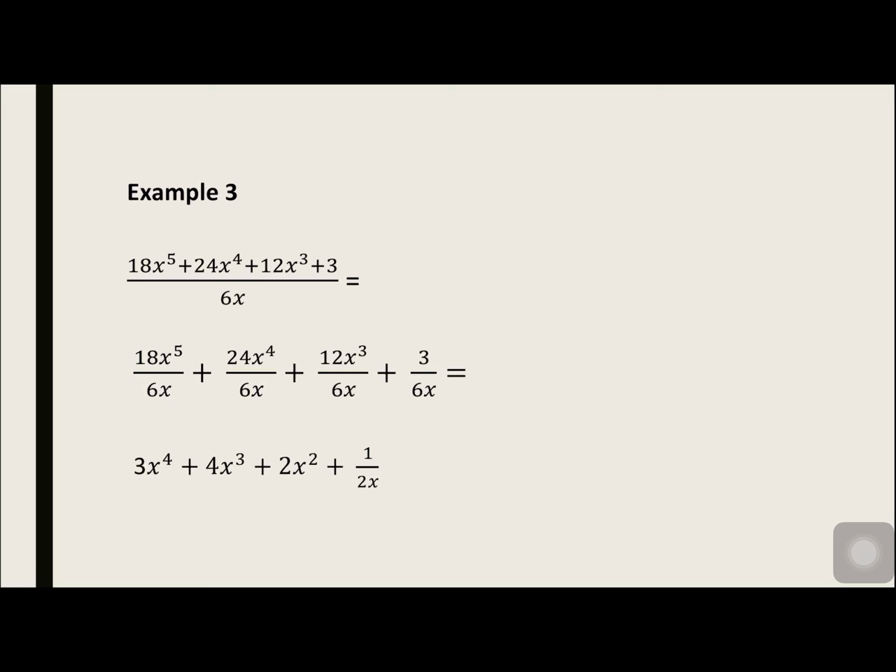Next, 12x cubed divided by 6x. 12 divided by 6 is 2. Subtract. 3 minus 1 is 2. Plus 3 over 6x reduces. 3 over 6 is 1/2, and the x cannot cancel.